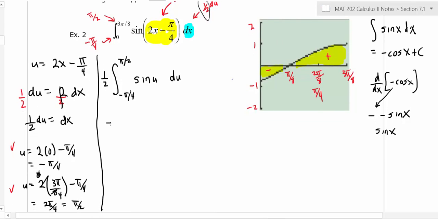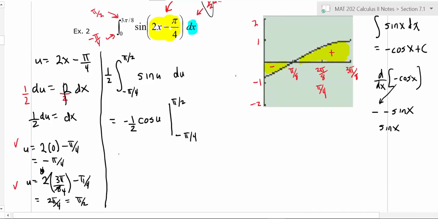So what we're going to have is the integral of the sine is negative cosine u. And we're going to evaluate that. And don't forget about the negative 1/2. We got the negative 1/2 I need to put in there in the constant. So I've got negative 1/2 cosine u. And then we're going to evaluate that from negative pi over 4 to pi over 2 like that.